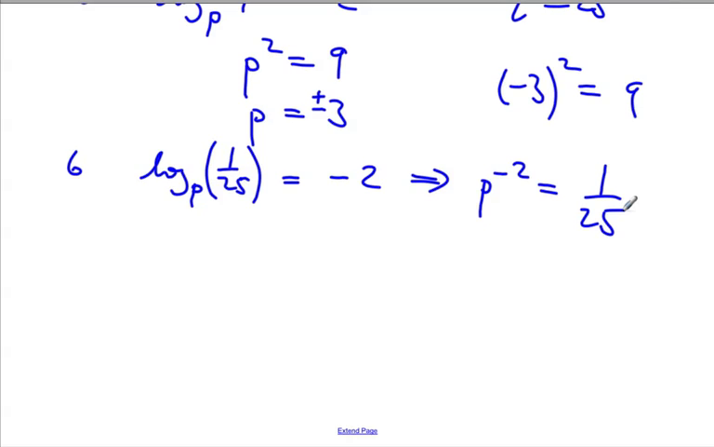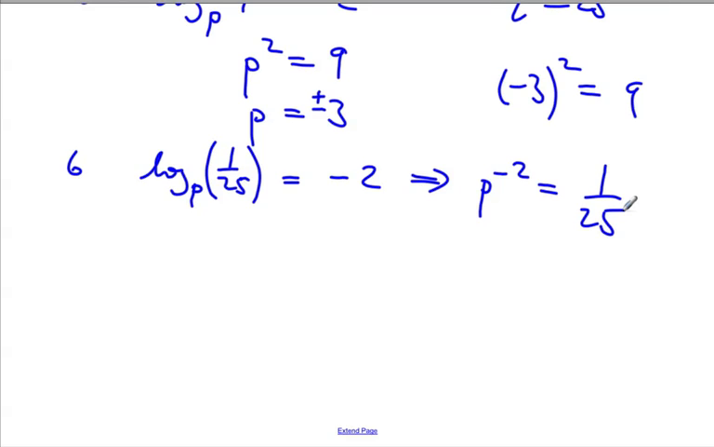Well, we've lost the log. We've turned the log into an index. That's the whole point of transferring it into the index form. We lose the logs which we're unfamiliar with, and we go into a format that we're familiar with. Now, what's P to the -2 the same as? What's P to the negative anything mean?